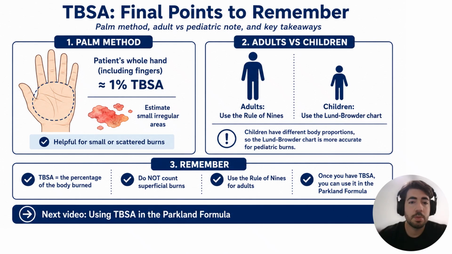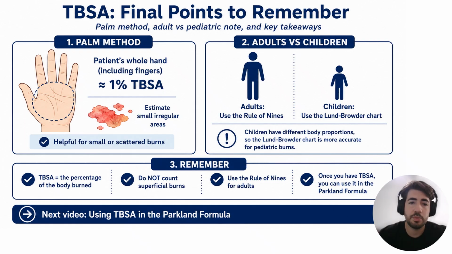Now, for smaller or scattered burns, you may see something called the palm method. So the patient's whole hand, including the fingers, is about 1% of the TBSA. And that can help you estimate the small irregular burn areas. Alright, so you can use your hand, and based on that, that's 1%. One more thing, the rule of 9 is mainly for adults. Children have a different body proportion, so pediatric burn calculations often use something called the Lund-Browder chart, if I'm not mistaken.